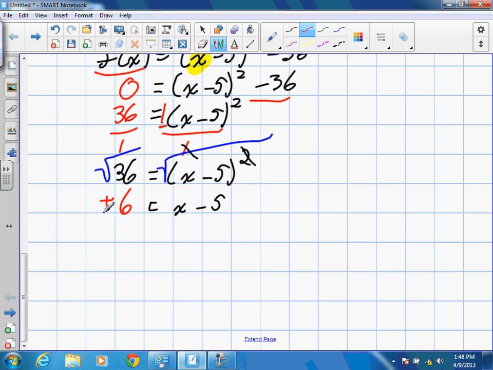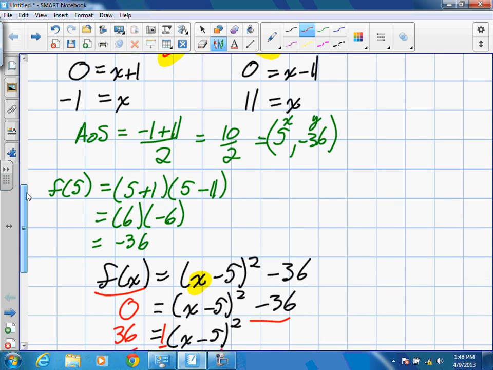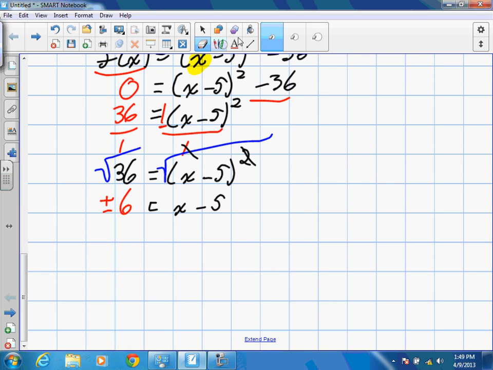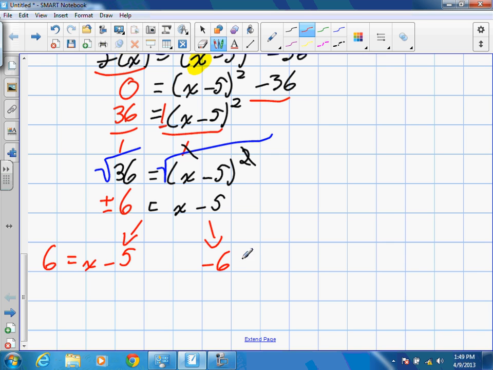Okay? Now at this point, this is where we're very similar, and I'm going to scroll up to where we did our splitting before. Oh, there we go. Don't know why that happened. Okay? What we're going to do is, again, we're going to split our equation, but this time it's not equal to 0. It's equal to either positive or negative 6. So we have 6 is equal to x minus 5, and we have negative 6 is equal to x minus 5. Right? Because we have 2 answers that get us to the square root of 36.